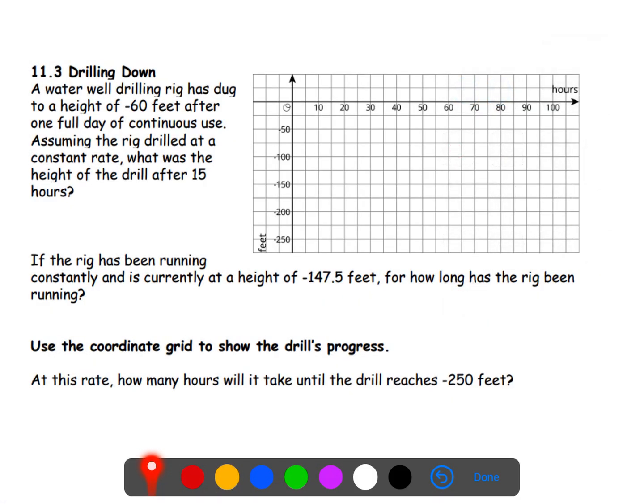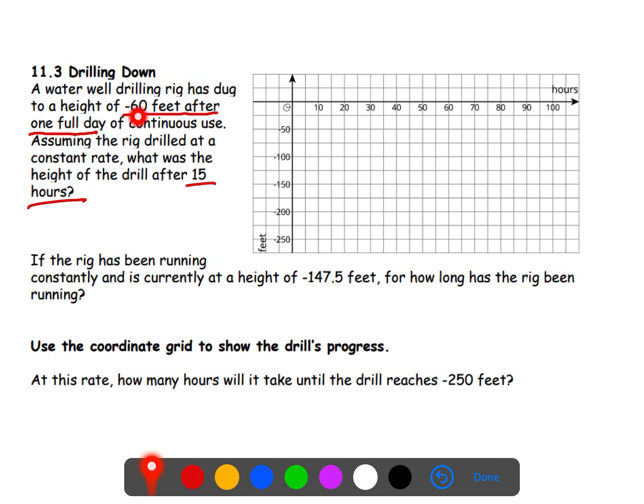Okay, now we're going to take a look at another word problem. It says a water well drilling rig has dug to a height of -60 feet after one full day of continuous use. Assuming the rig drilled at a constant rate, what was the height of the drill after 15 hours? First problem here. We have a drilling rate of -60 feet in a full day. And our question is asking us in 15 hours what the height of the drilling rig is.